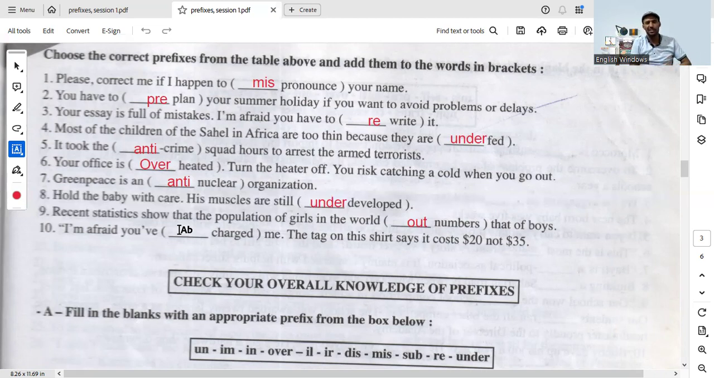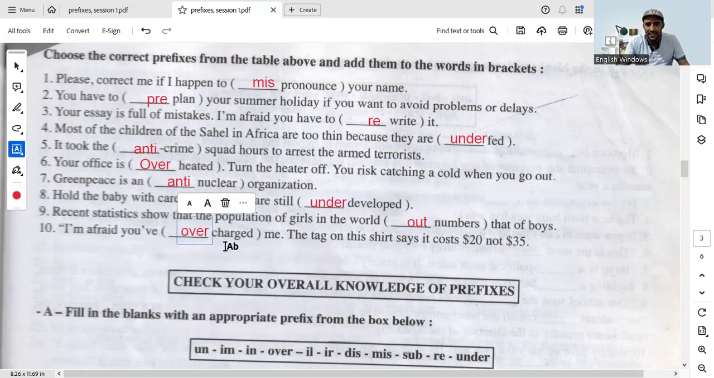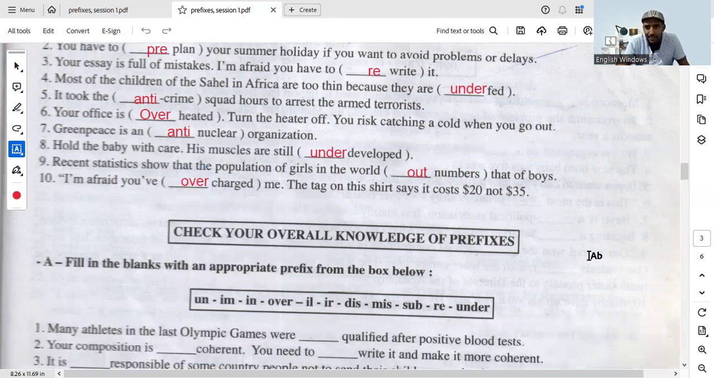Misccharge. Not mis, but they charged you more. A lot. Overcharged you, right? Overcharged. They overcharged you, right? Okay, you have overcharged me, right? Voilà.